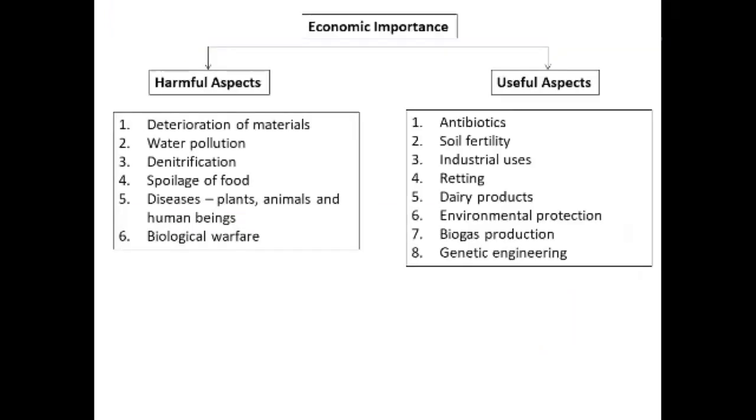Fine. Now, while coming to the economic importance, this involves both harmful aspects and useful aspects. Now, let us dig on to the harmful aspects first. To start with, deterioration of materials. Bacteria can decompose a variety of articles. The species of Mycobacterium, Pseudomonas destroy cork, rubber, and cordage. They also destroy cellulose, the base of paper.